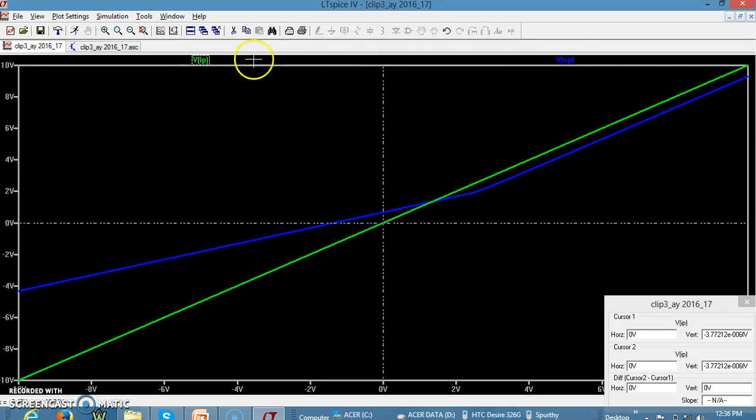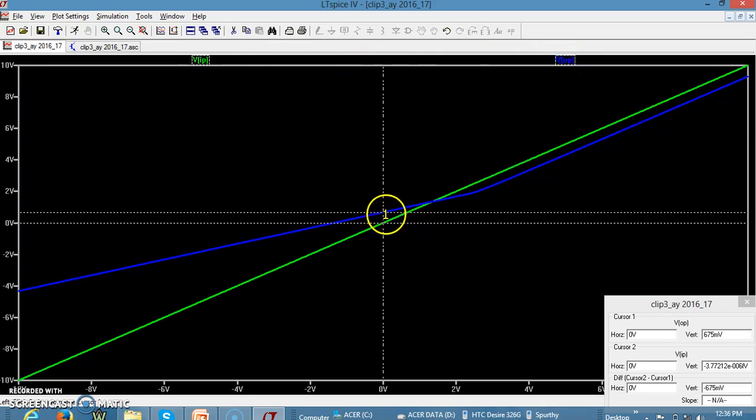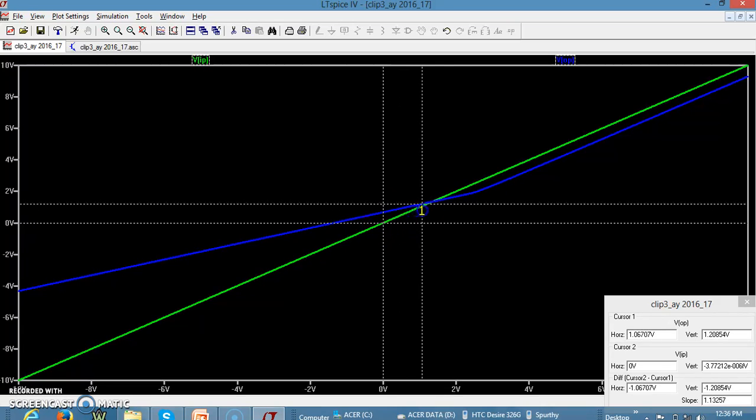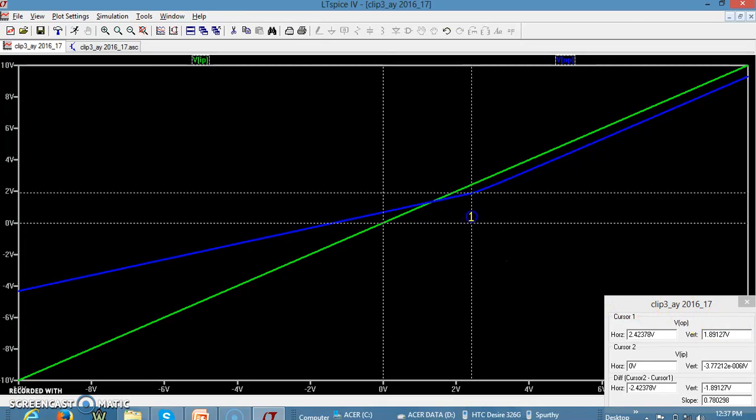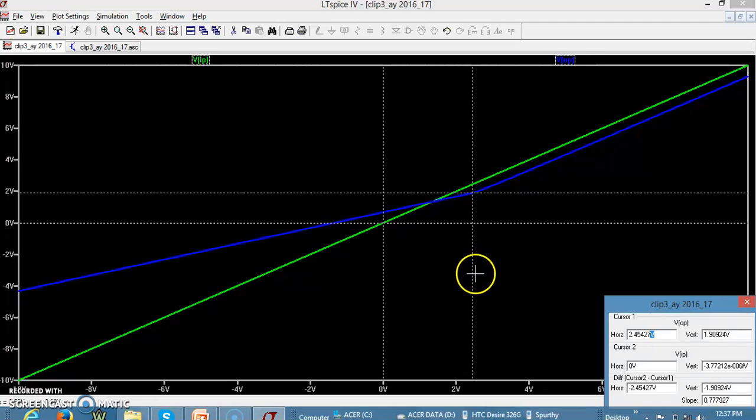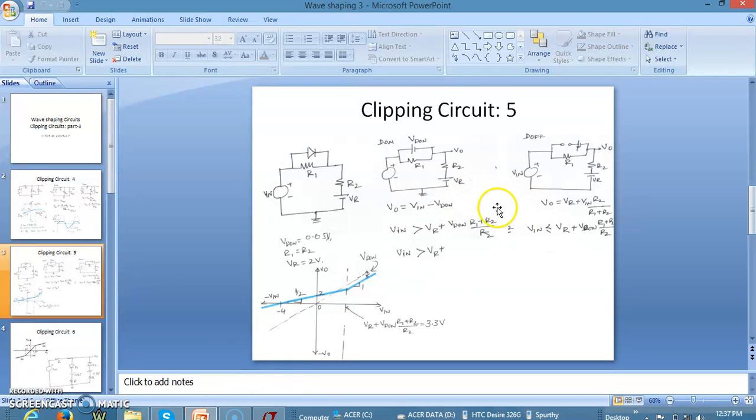Let me have the reference line. This is on the input voltage. Let me move. I can see here the diode is turning on. It's almost 1.9 volts on the vertical side, and on the horizontal side it is almost 2 volts. At around 2.5 volts the diode turns on. If you go back and see at what input voltage the diode turns on, it is Vr plus Vd on into R2 by (R1 plus R2). That is the input voltage at which the diode turns on.